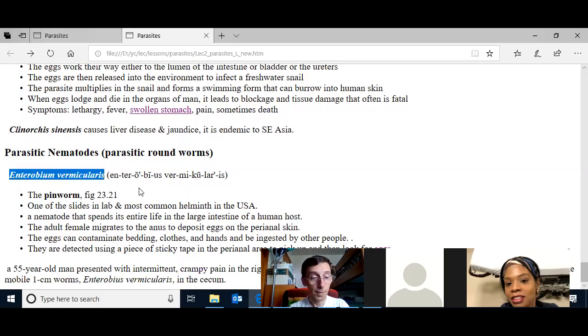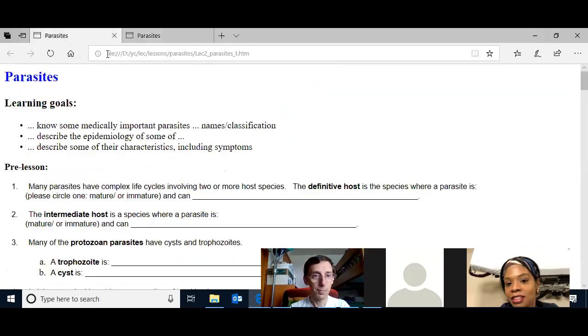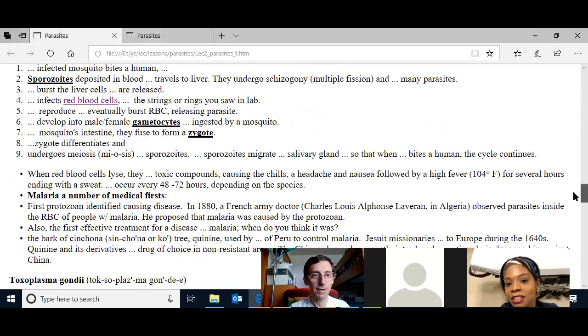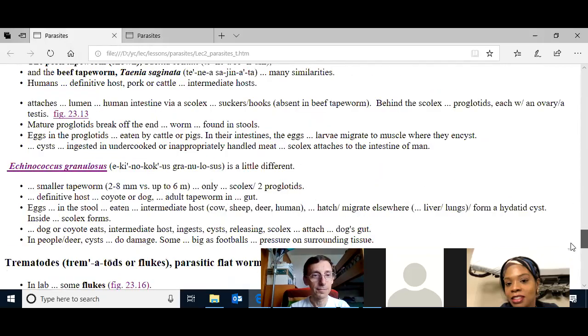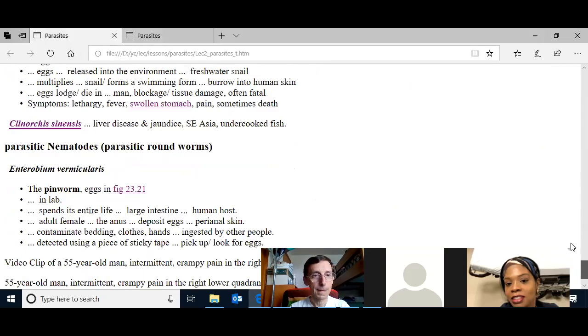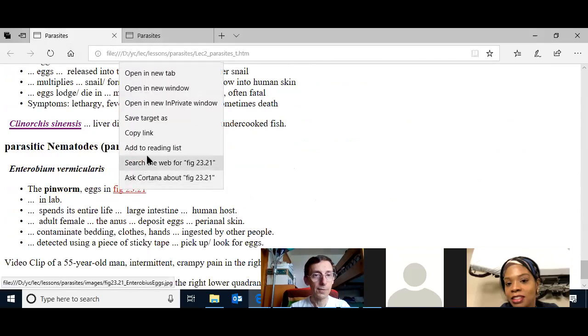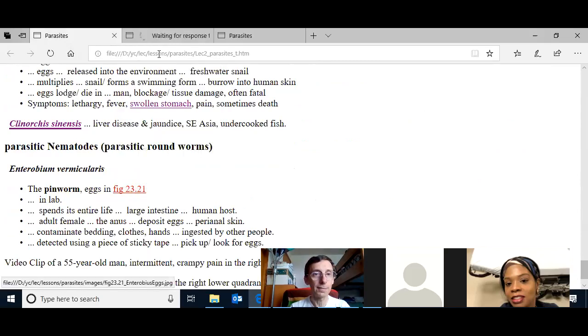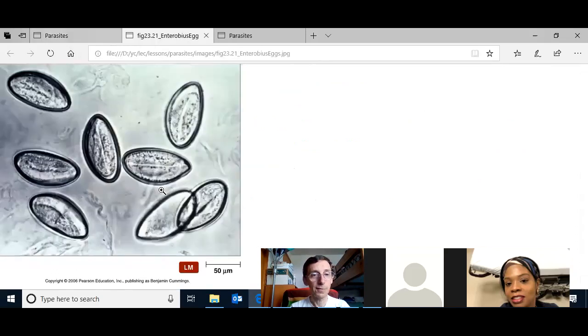and it causes the disease that we call pinworm infestation. So the common name for Enterobius vermicularis is the pinworm. Where do I have a picture for that? Someplace I've got a picture for that. There it is. Actually, I think this is the picture of the eggs. Yeah, these are pictures of the eggs.